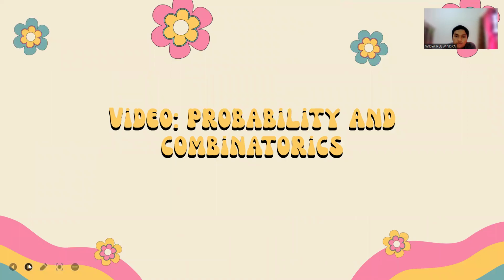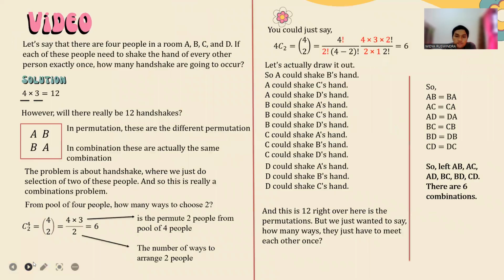What a video is probability and combination. So let's say we have four people in a room: A, B, C, and D. If each of these people needs to shake hands with every other person exactly once, how many handshakes are going to occur? Okay, for the solution, we have 4 times 3 is equal to 12. However, will there really be 12 handshakes?